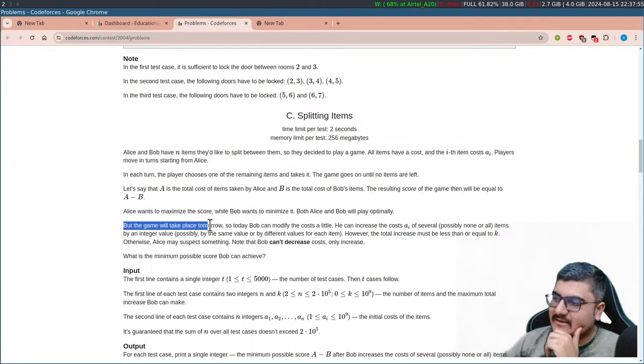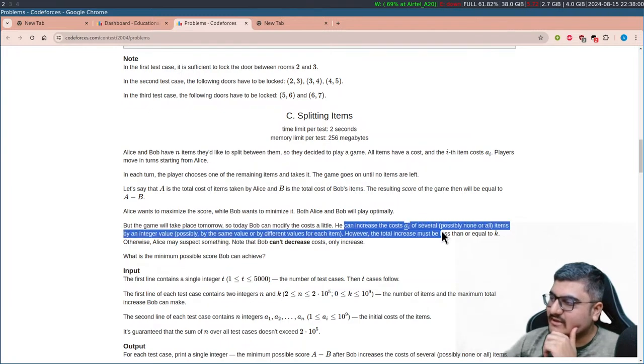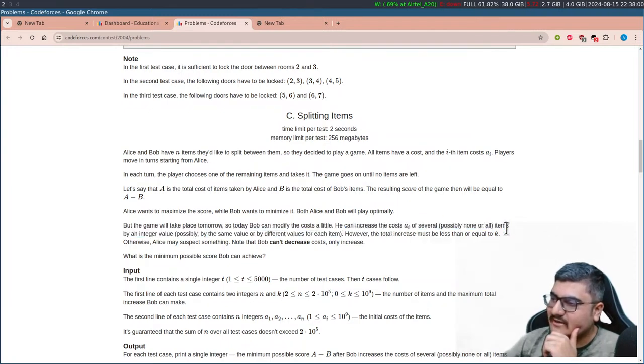But the game will take place tomorrow. So today Bob can modify the cost a little. He can increase the cost A_i of several, possibly none or all items, by an integer value, possibly by the same value or by different values for each item. However, the total increase must be less than or equal to k. Note that Bob cannot decrease the cost, only increase it. What is the minimum possible score Bob can achieve?